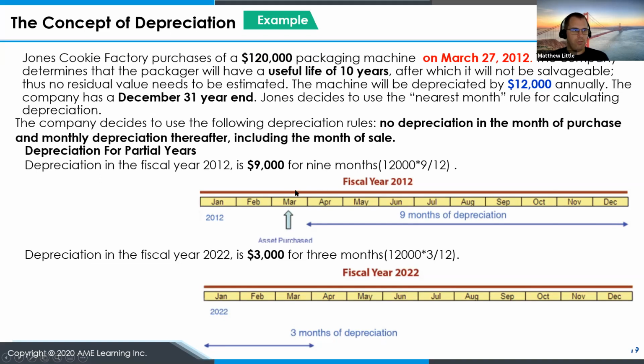For the second through the 10th year, it would be $12,000 per year because we would have a full 12 months. And the 11th year that we own it, because it's a partial year, we would have January, February, and March. Okay, so we would have 3 months. Otherwise, $3,000 in depreciation in the final year that we own that asset.